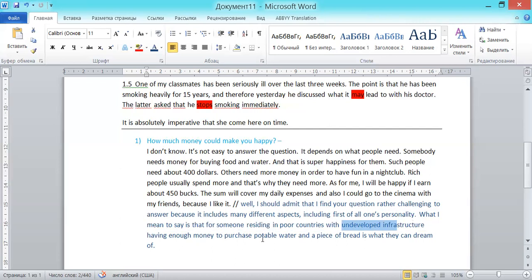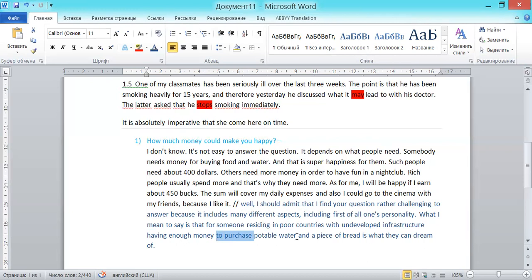Having enough money to purchase blah, blah, blah is blah, blah, blah. So in this part of the sentence, having is a gerund and it functions as the subject. Having this and the so is the verb. So having is, it's okay. Having enough money to do what? To purchase. I'm using the infinitive of purpose.